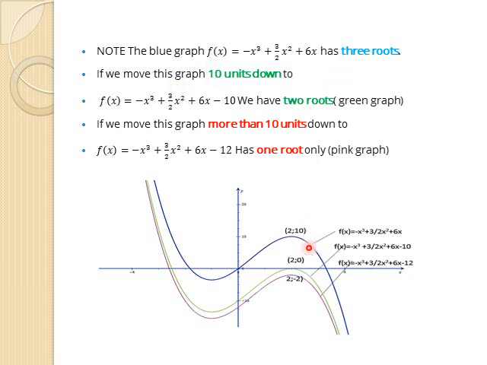So look at the second turning point. Initially there in blue we have the turning point 2 and 10. If we move the graph down 10 units, meaning minus 10, I get 0, and when I get 0, you see there the green graph makes contact only twice. Once there and once there, so therefore it has 2 roots. Move the graph more than 10 units, so we move more than 10 past this point, the graph only makes contact once and not a second time, therefore it only has 1 root.